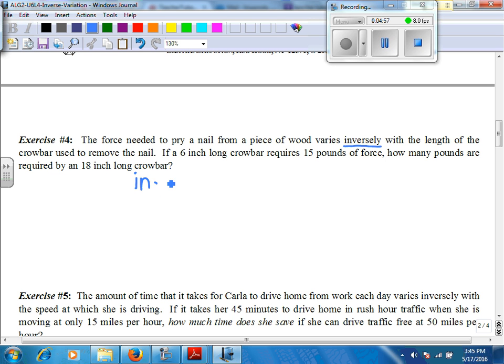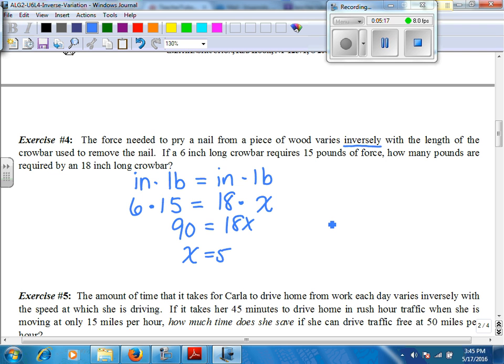inches times the pounds equals inches times pounds. So a 6-inch long crowbar requires 15 pounds of force. How many pounds of force would be required by an 18-inch crowbar? So now we solve this, we get 90 equals 18x. We divide by 18, we get x equals 5. So our answer would be 5 pounds of force would be required by the 18-inch crowbar.